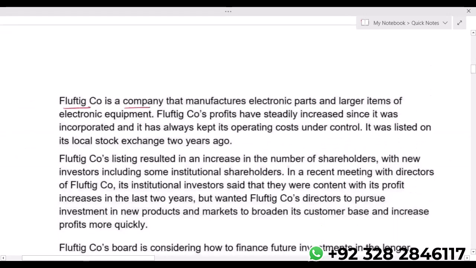Flufftick Company is a company that manufactures electronic parts and large items of electronic equipment. Flufftick Company's profits have been steadily increasing since it was incorporated, and it has always kept its operating costs under control. It was listed on its stock exchange 2 years ago.